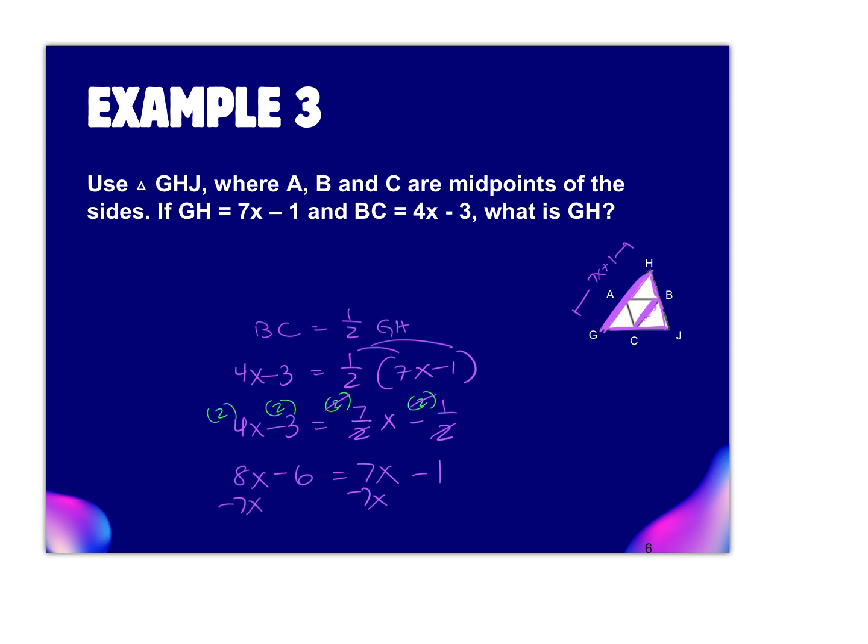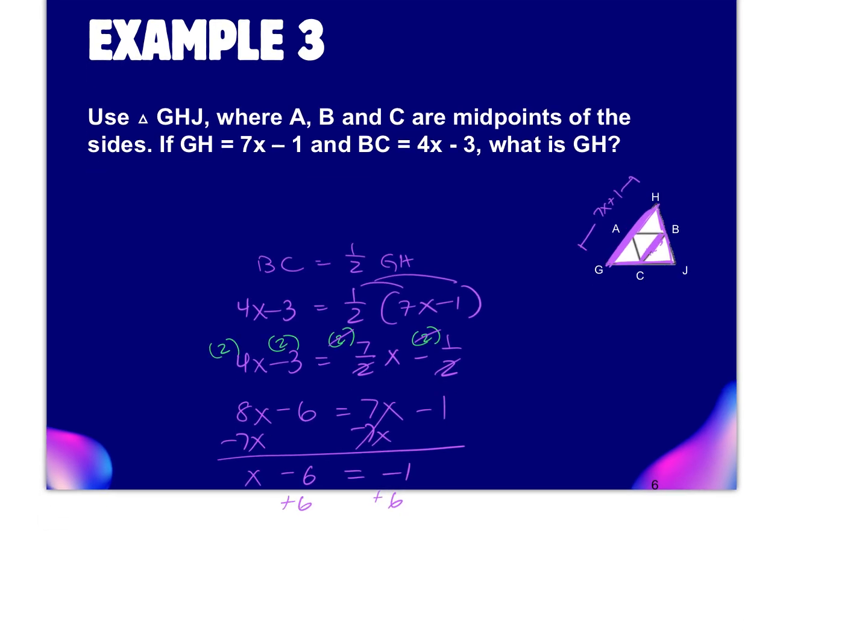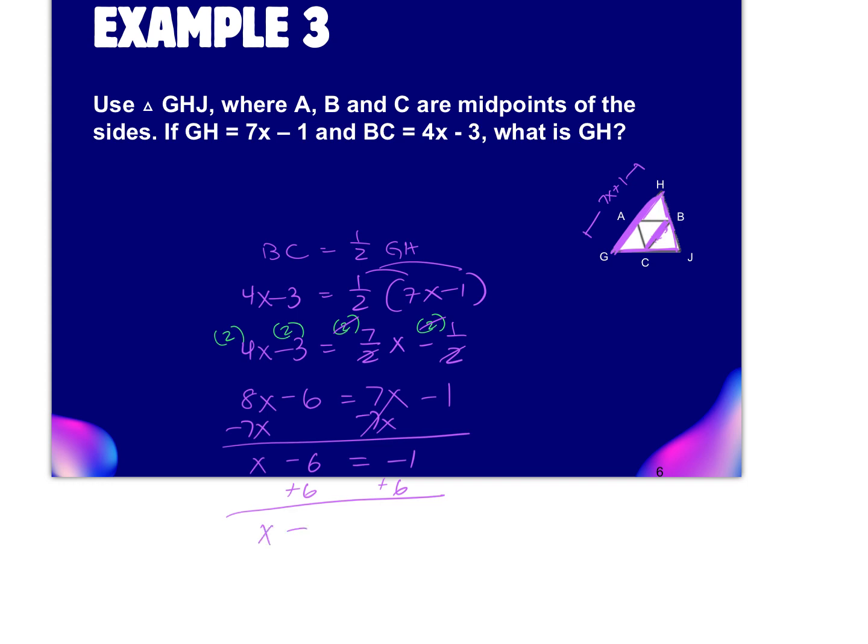So I'll subtract 7x from both sides. x minus 6 equals negative 1. I'll add 6 to both sides, and I'll get that x equals 5. And so again, I've got x.